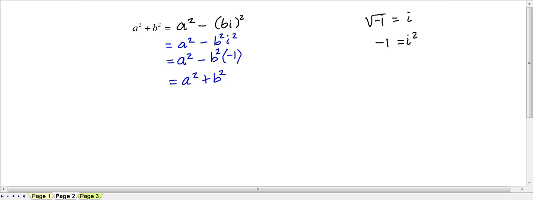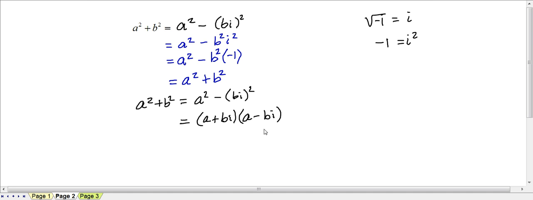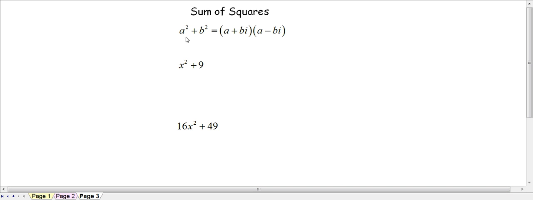Okay, what that allows us to do is say that since a squared plus b squared is equal to the difference of squares, a squared minus bi squared, we can factor this sum of squares similarly to what we did earlier with the difference of squares, and factor a squared plus b squared as a plus bi times a minus bi. And so this becomes our model for factoring a sum of two squares: a squared plus b squared is a plus bi and a minus bi.